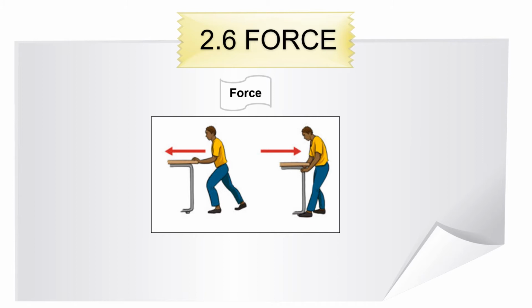From this picture, you could see that a man is pushing and pulling a table. So, there is a force acting between the man and the table. Force is a push or pull upon an object, resulting from the object's interaction with another object. Whenever there is an interaction between two objects, there is a force upon each of the objects. Force only exists as a result of an interaction.